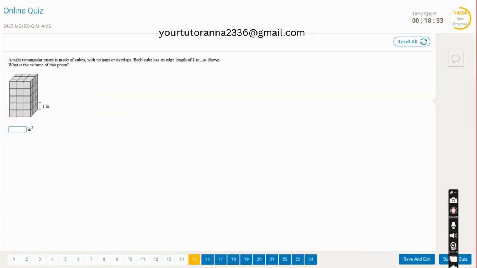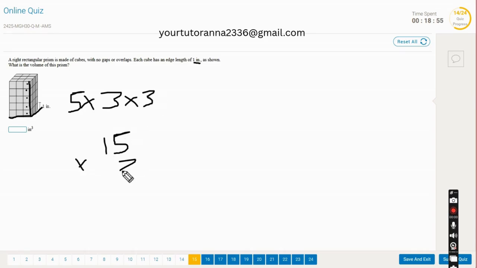Now here, they're telling you that each block is 1. So now you're supposed to multiply this side by the length and by this side. How many blocks is this? 1, 2, 3, 4, 5. 5 times 3, so that's 15 times 3. 45 will be the answer here.